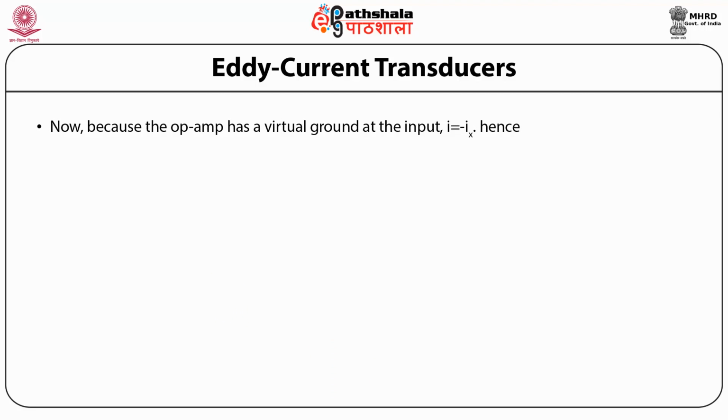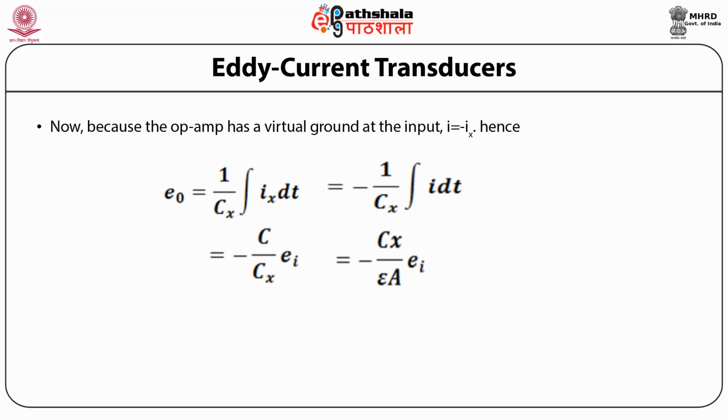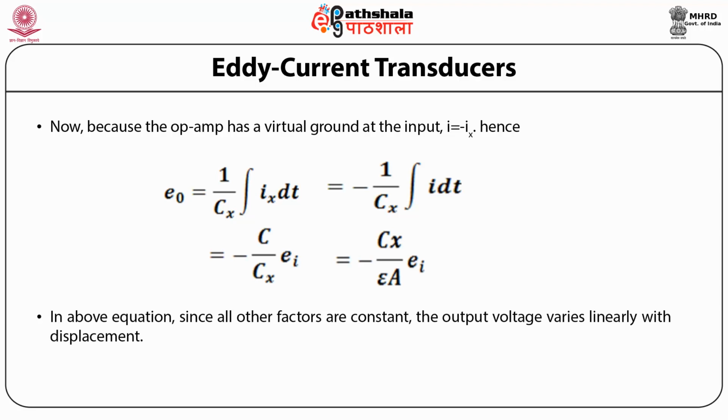So now because the op-amp has a virtual ground at the input, that is I equal to minus Ix, we can write E0 is minus 1 by Cx integral I dt equal to minus C by Cx Ei, which is equal to minus C multiplied by x divided by epsilon A multiplied by Ei. So in this equation, since all the factors are constant, the output voltage varies linearly with displacement.